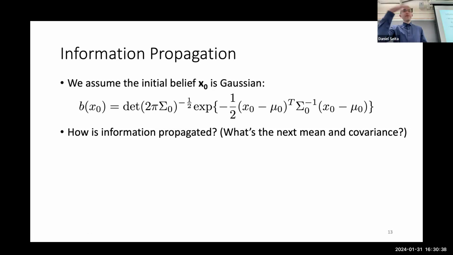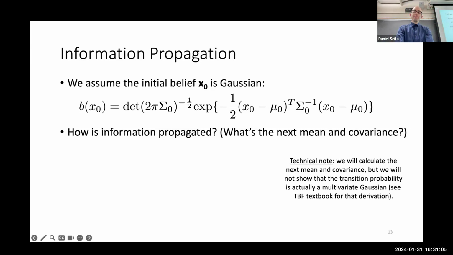All right, so for the next few slides, let's go through some more of the calculation of how information is propagated. Assuming that the next update from the equation we just described leads to the next belief being Gaussian, what are the mean and the covariance of that? We're going to calculate the next mean and the next covariance, but we make the assumption that it's still going to be a Gaussian.